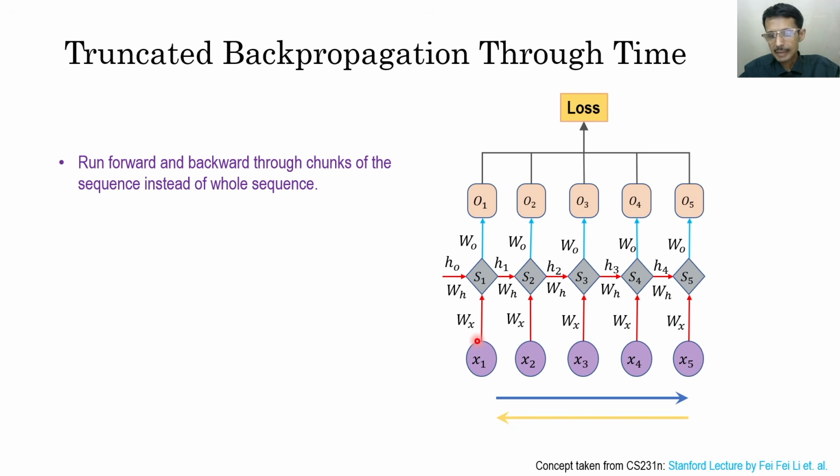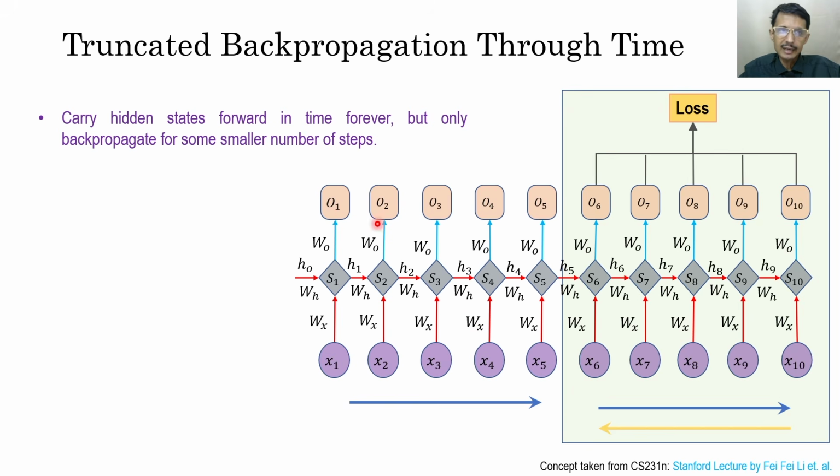In the next step, we'll carry the hidden state forward in time forever, but only backpropagate for some smaller number of steps. So now we are trained. This is already trained. Now we are training. Now this H5 is coming as an input to the previous hidden state, and we can train again. So again, only this part will train at the time of training. So it backpropagates with this only.